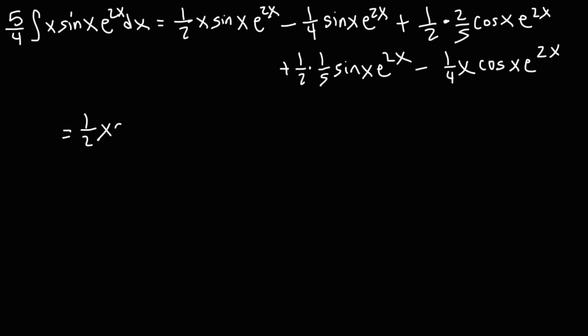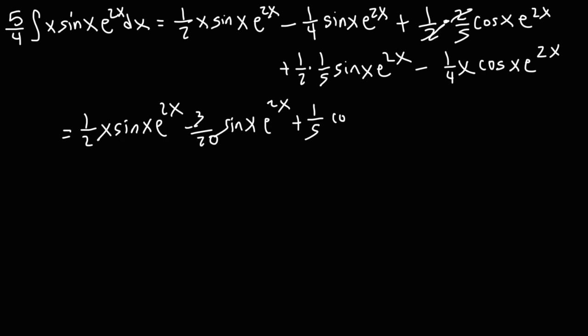So let's put everything together at this point. So these expressions combined, we said it's negative 3/20 sine x e to the 2x. And then these will cancel, so we're going to get plus 1/5 cosine x e to the 2x, and then minus 1/4 x cosine x e to the 2x.